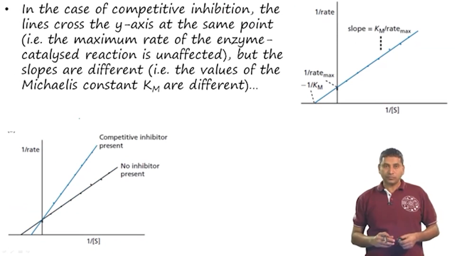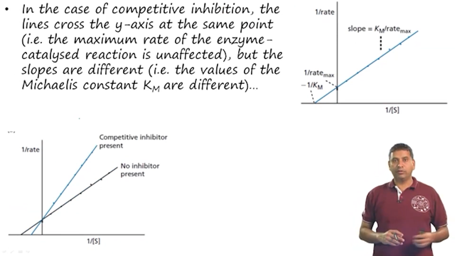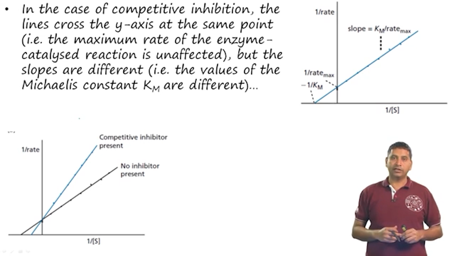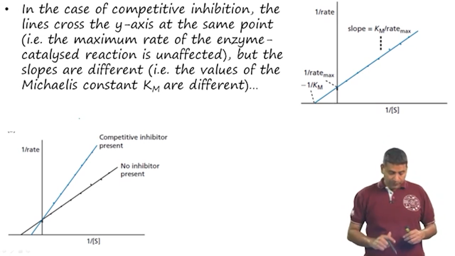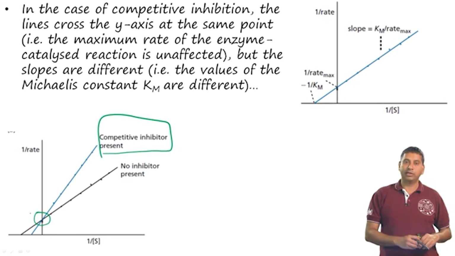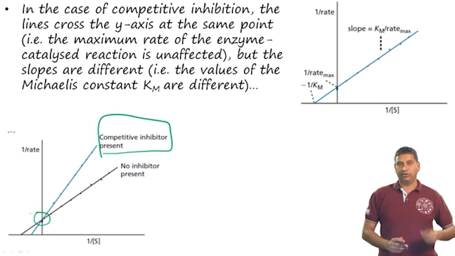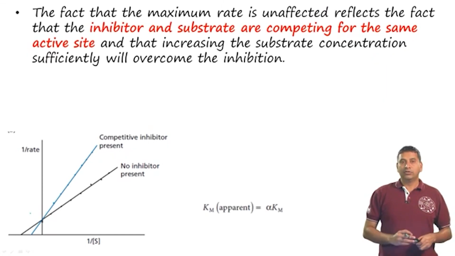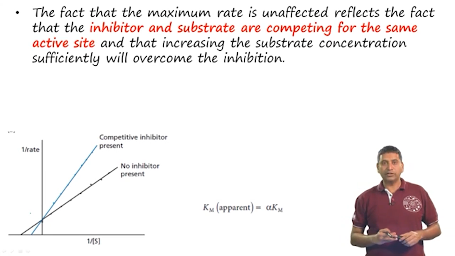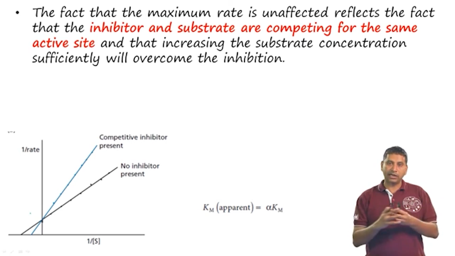Okay. So, in the case of a competitive inhibition, which we have looked at previously, the line crosses the y axis at the same point, that is, the maximum rate of the enzyme is unaffected, but the slopes are different. If you were to look at how a competitive inhibitor functions, you will find that this point here is going to remain the same, whereas the slope has changed. Okay. The fact that the maximum rate remains unaffected reflects the fact that the inhibitor and the substrate are competing for the same active site.